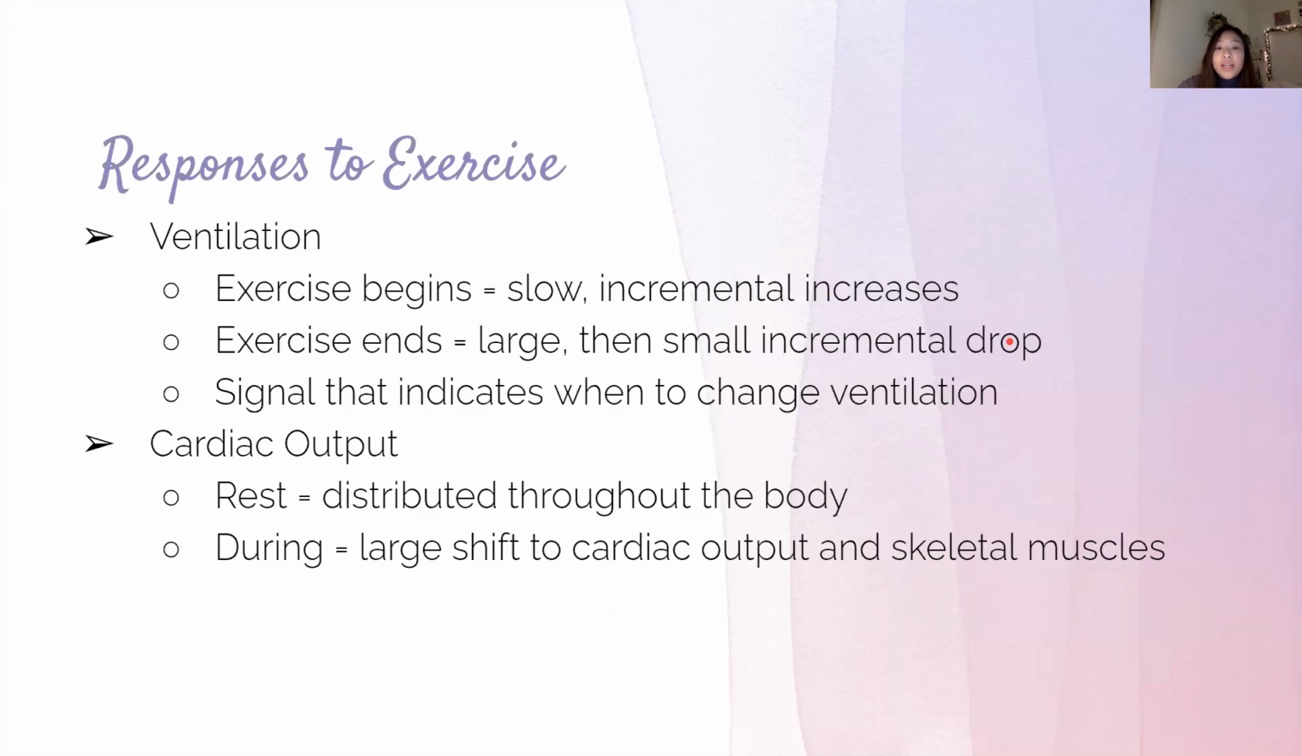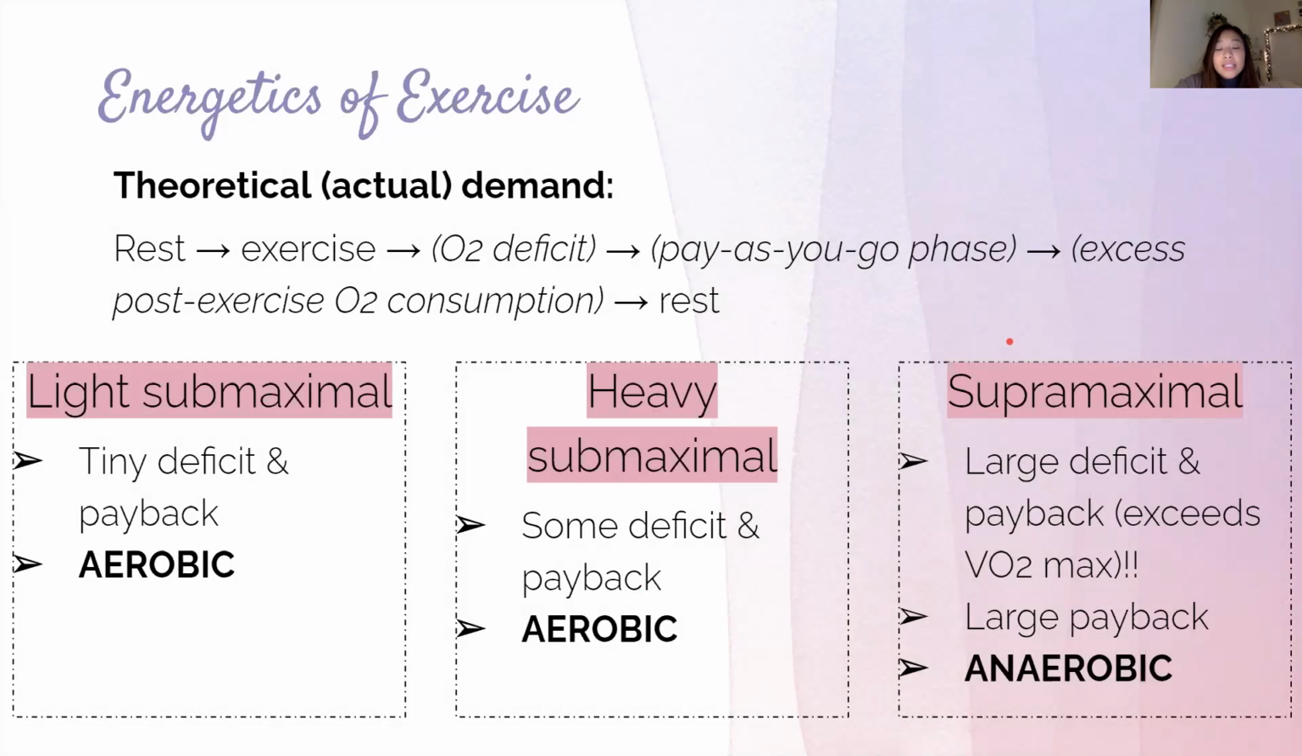So for example, in light submaximal exercise, there's just gonna be a tiny deficit and tiny payback. And this is gonna be aerobic exercise. And heavy submaximal, it's gonna be more deficit and more payback, but it's still aerobic. Whereas supramaximal exercise, this is gonna surpass our maximum oxygen consumption. So there's gonna be a huge deficit and huge payback. And this applies to anaerobic exercises.